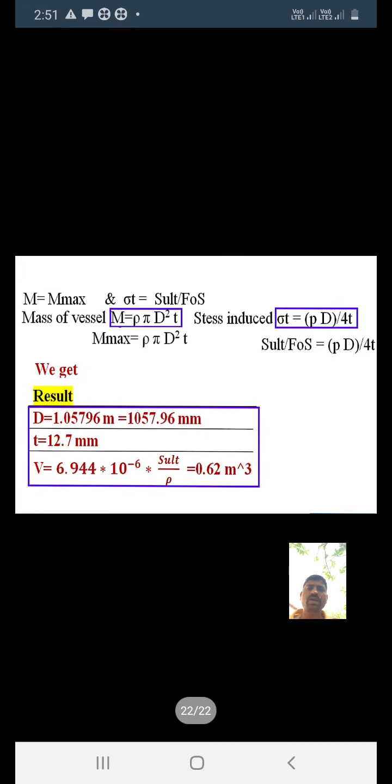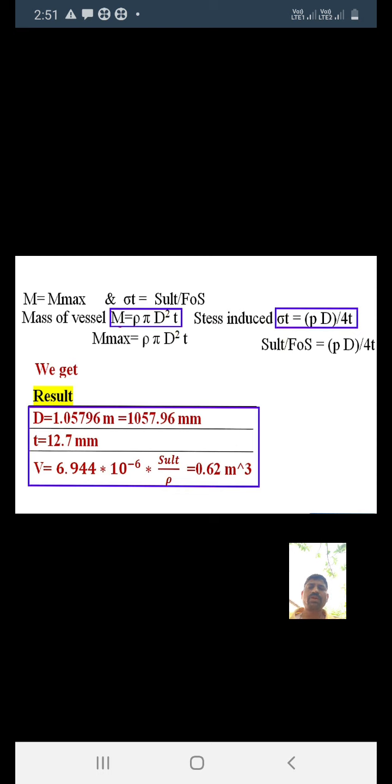Then consider m max: M is equal to M max and sigma T is equal to SUT divided by factor of safety. The mass of the vessel, M, is equal to rho into pi into d square T. M max is equal to rho into pi into d square T, and the stress induced sigma T is equal to PD divided by 4T. Then you will get one relation by equating sigma T equal to SUT divided by FOS and PD divided by 4T.